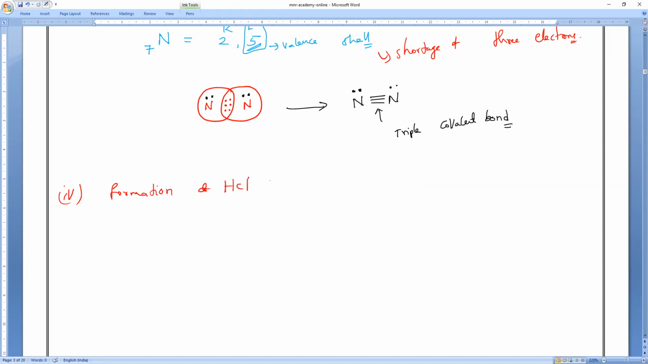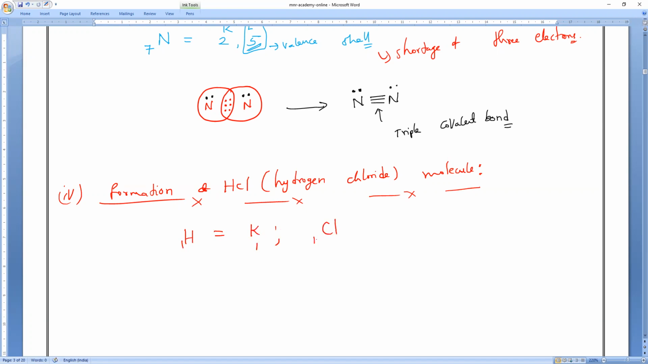Formation of HCl. What do you mean by HCl? We all know it is the hydrogen chloride molecule. Let us form it. For hydrogen, what is the electronic configuration? Only one electron, in the K shell. And chlorine, what is the electronic configuration? 2, 8, 7, that is K, L, M. Here the valence shell is M, and for hydrogen the valence shell is K itself.